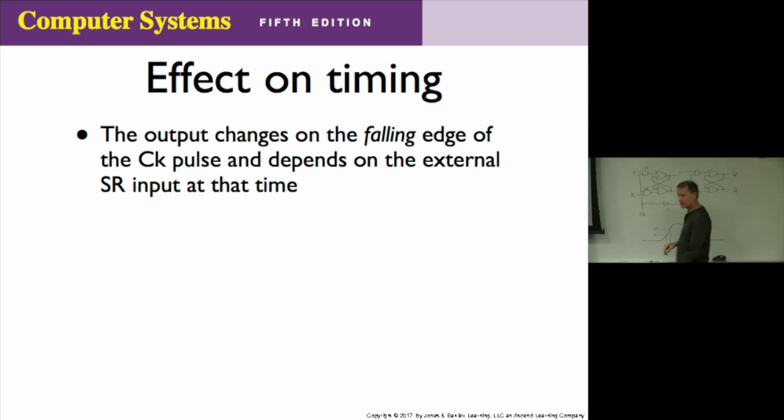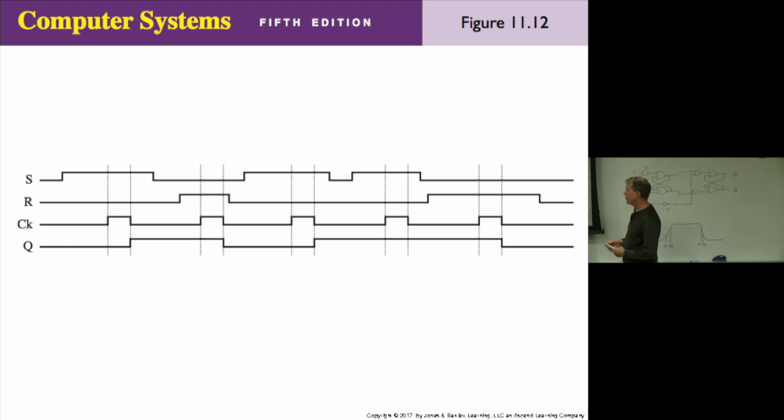So now if you look at this timing diagram in figure 11.12, notice that you have to be very careful about this. Notice that it's on the falling edge of the clock pulse that the Q changes. If S is 1 and R is 0 and you send a clock pulse along, notice that the transition now is on the falling edge of the clock pulse. Does everybody see how that works?